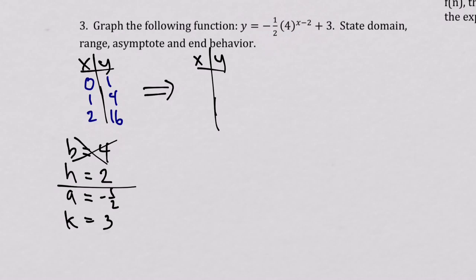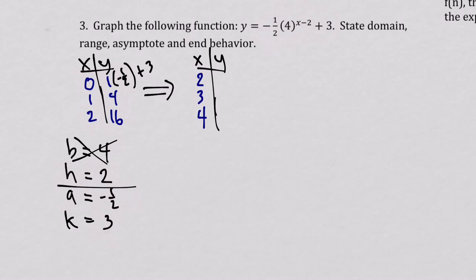So with h, a, and k, we're going to add 2 to the x values, that's h. We're going to multiply the y values times negative 1/2 and then add 3. Let's start with the x values, adding 2. Add 2 to all of these, which makes them 2, 3, and 4. For the y values, I am going to multiply times negative 1/2 and then add 3, and I have to do that to all of these.